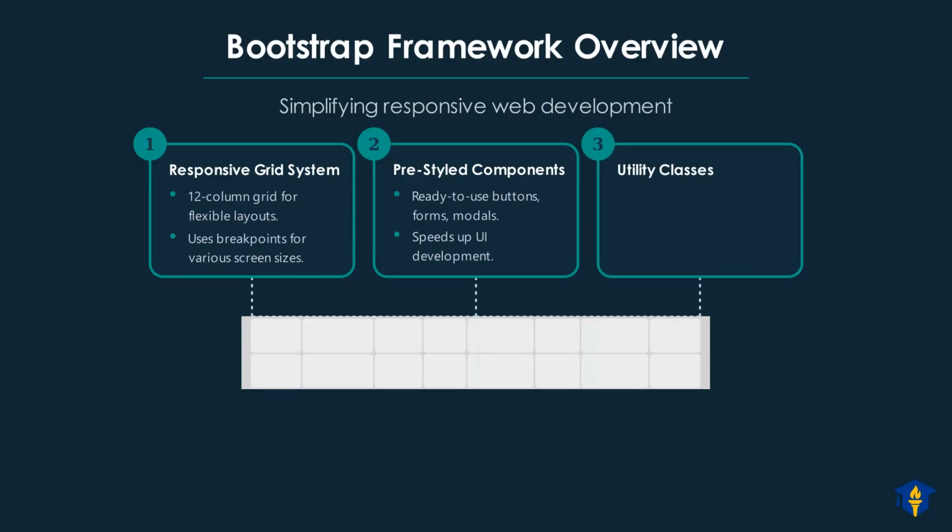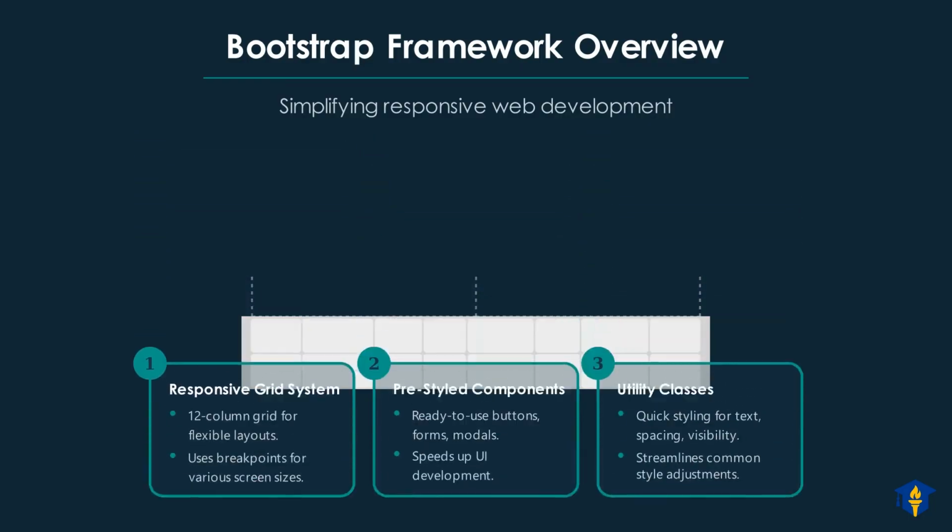Furthermore, Bootstrap offers many utility classes for quick and efficient styling adjustments. These classes allow for rapid styling changes to text, spacing, and element visibility, among other properties. They streamline common style adjustments, helping you achieve desired visual effects with minimal effort.